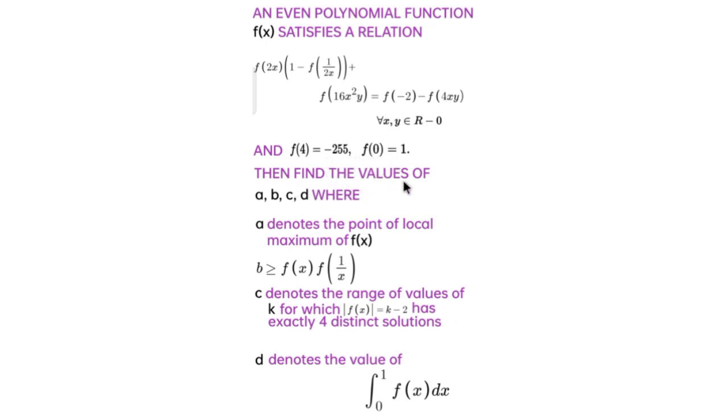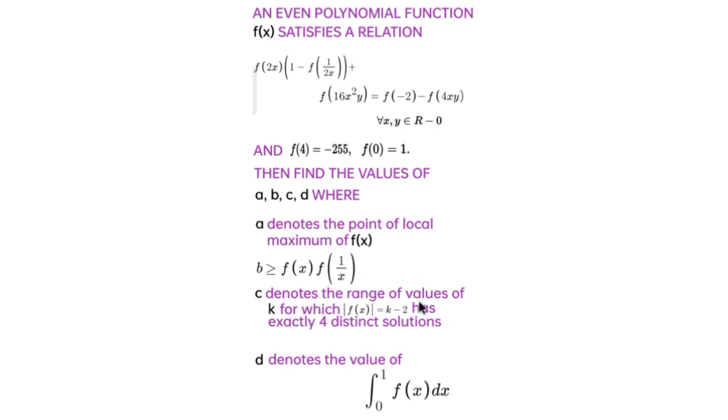So we need to find the values of a, b, c, d, where a denotes the point of local maximum of f of x, and b is greater than or equal to f of x into f of 1 by x. So we need to find the value of b which could satisfy this. It's basically asking the maximum value which this expression f of x into f of 1 by x can take.